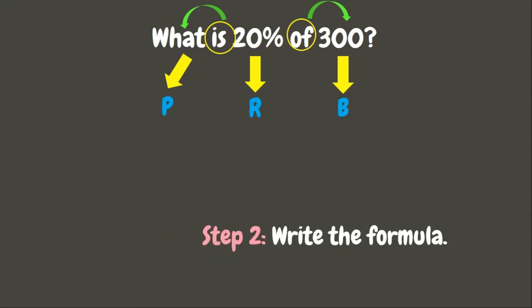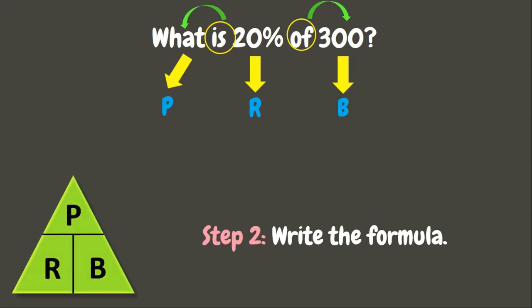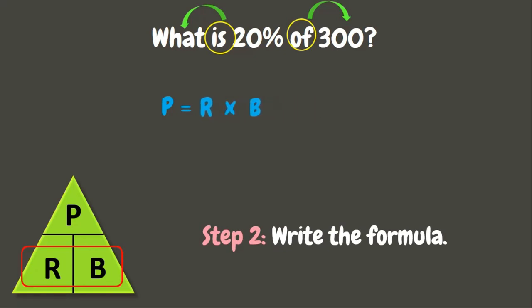Now, let us write the formula. Let's use our triangle. To get percentage, we will multiply rate to the base. P equals R times B. 20% times 300.